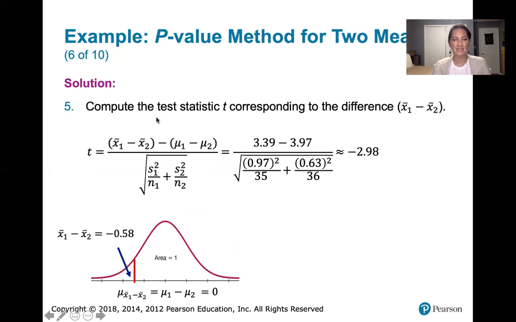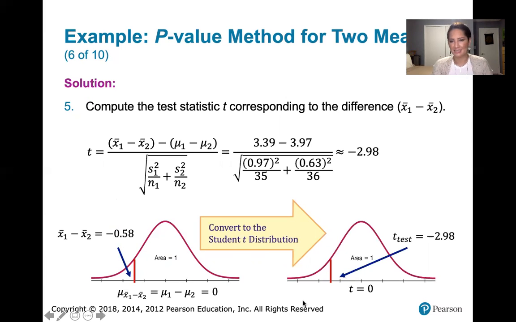The test statistic t comes from just using this formula. In the numerator, we substitute in our x sub 1 bar and x sub 2 bar. And then mu sub 1 minus mu sub 2 is the assumed value in our null hypothesis. Well, that is assumed to be 0 in our null hypothesis. So we're not subtracting anything from this difference. And then we just substitute in the two sample standard deviations, 0.97 and 0.63, and we substitute in the two sample sizes, 35 and 36. If we use Excel to do arithmetic or we use a calculator to do arithmetic, we get negative 2.98 as our test statistic t.